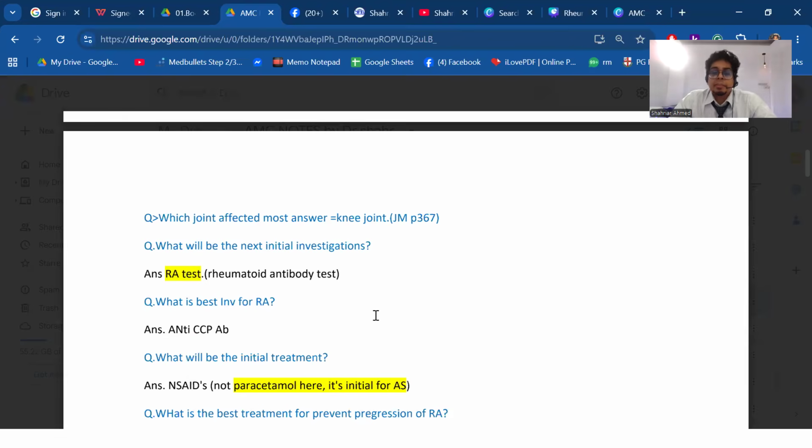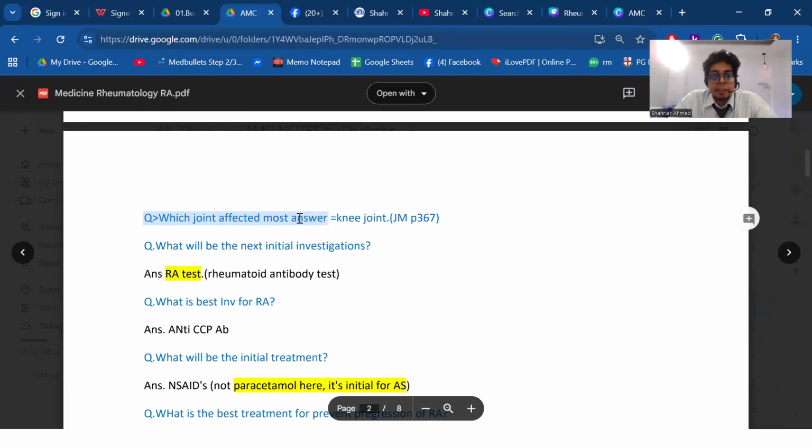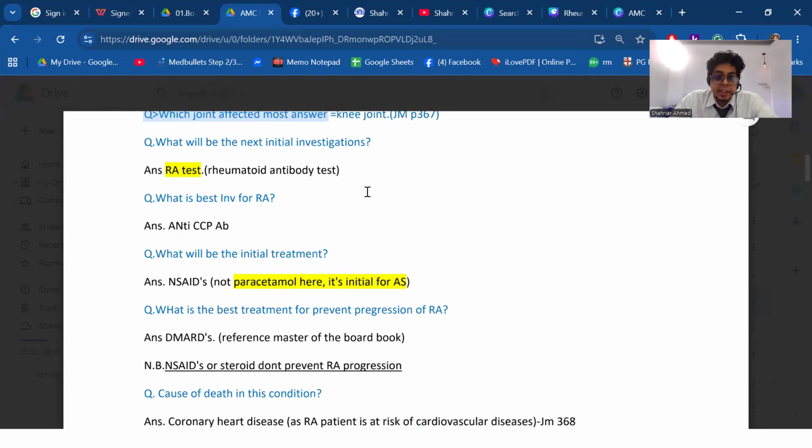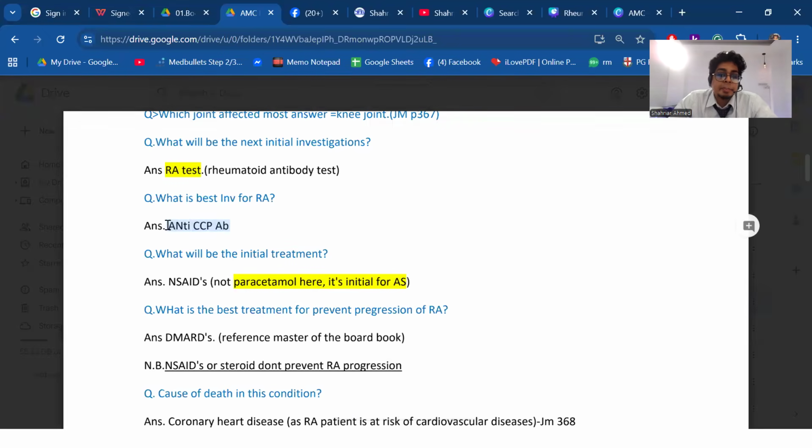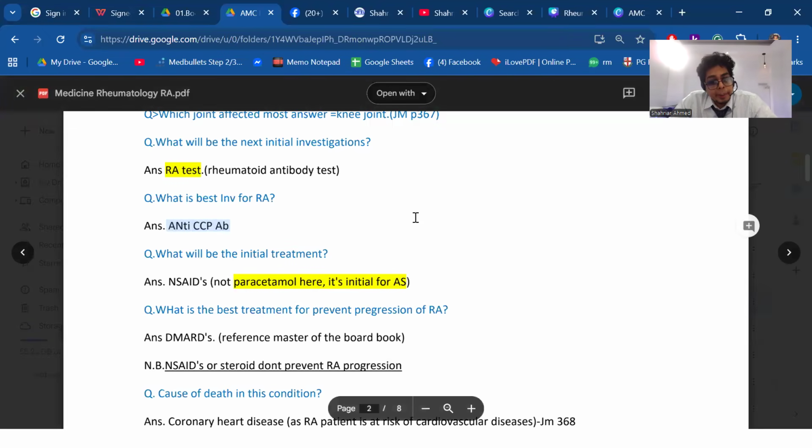Yeah, I think it would be Celsius, you understand. Okay. Next is which joint is more affected: the knee joint. Knee joint. Okay, let's focus, guys. Initial investigation is the RA test, then the anti-CCP antibody for further confirmation.